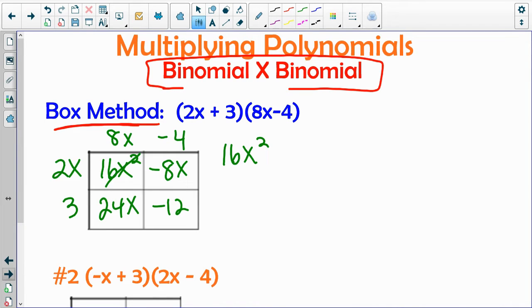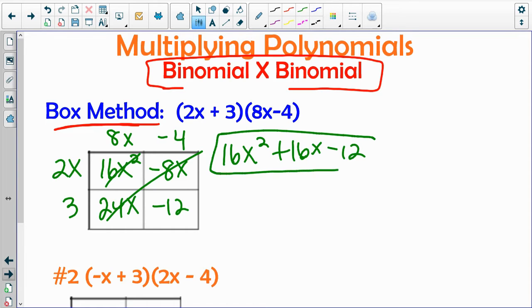I've got two of them, so you need to combine them together. What would 24x and negative 8x give you? Good, 16x, and then finally the negative 12. So any like terms need to be put together. Start with your highest power, then the next, and then the lowest, and you've got it done. So this is the answer to the binomial times the binomial.